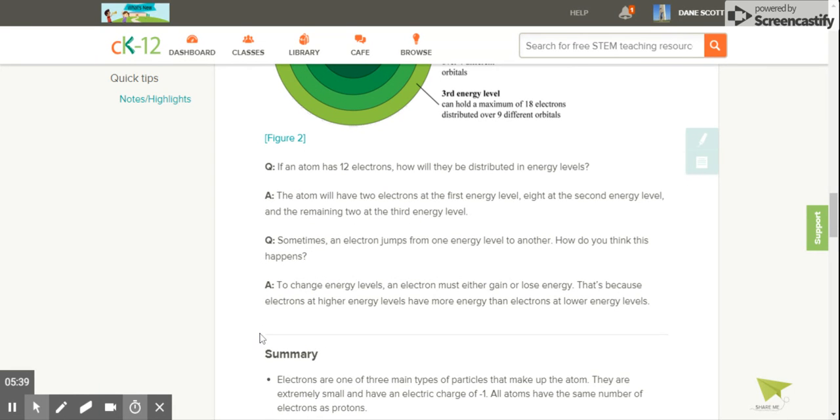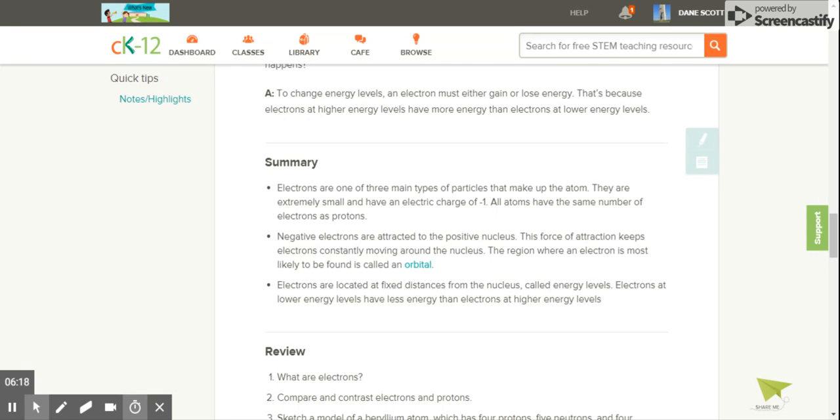Sometimes an electron jumps from one energy level to another. How do you think this happens? Answer, to change energy levels, an electron must either gain or lose energy. That's because electrons at higher energy levels have more energy than electrons at lower energy levels. So when an item is heated, thermal energy is added. We can actually elevate the electron level, and those electrons get excited and they move up energy levels. And when they fall back down, they're able to release light. So this is some of the things we can see whenever we burn certain items. They release light because those electrons are falling back down, and they release electromagnetic energy, light.